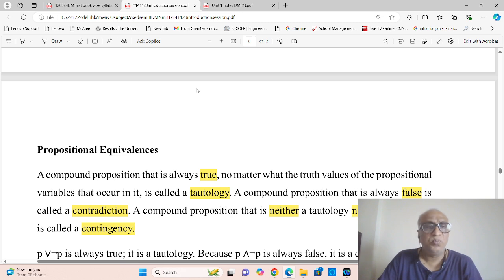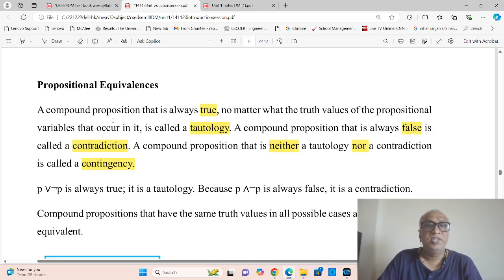Now, coming to propositional equivalence, this is a very interesting aspect. If there is a compound proposition and the output of that is always true, whatever may be the truth values inside, then it is a tautology. If the output is always false, then it's a contradiction. If the output is neither always true nor always false, then it's a contingency.